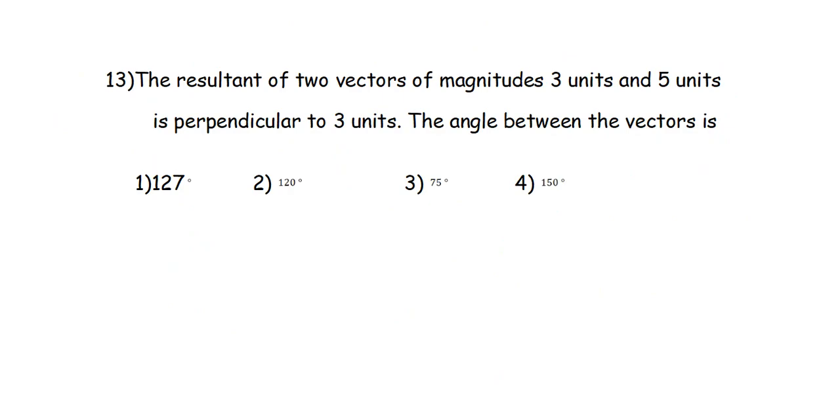Next one is the resultant of two vectors. Two vectors are given here. Their magnitudes are 3 units and 5 units. Their resultant is perpendicular to 3 units. The angle between the vectors is? So two vectors are given here. 3 units.